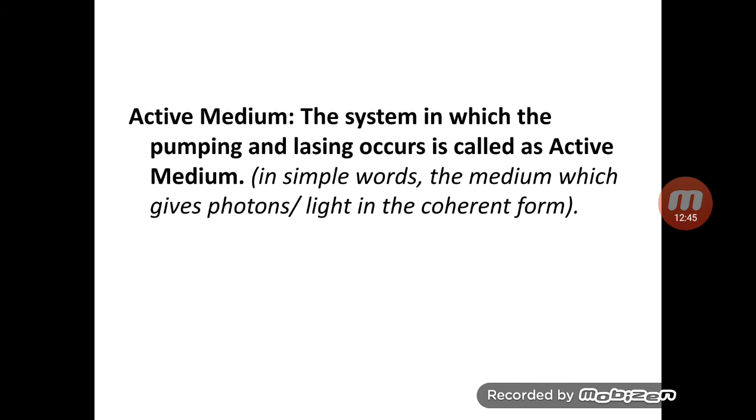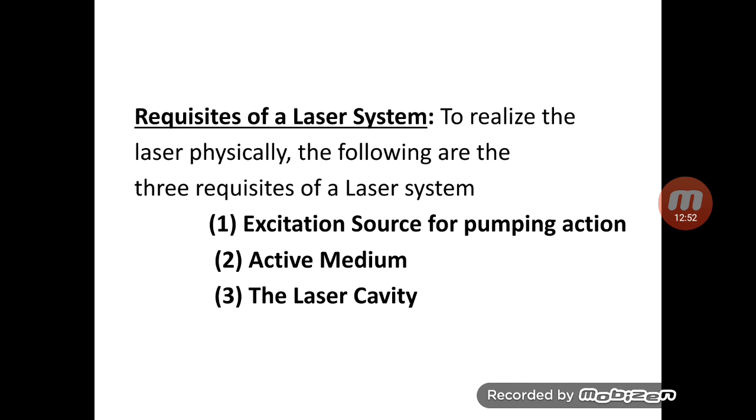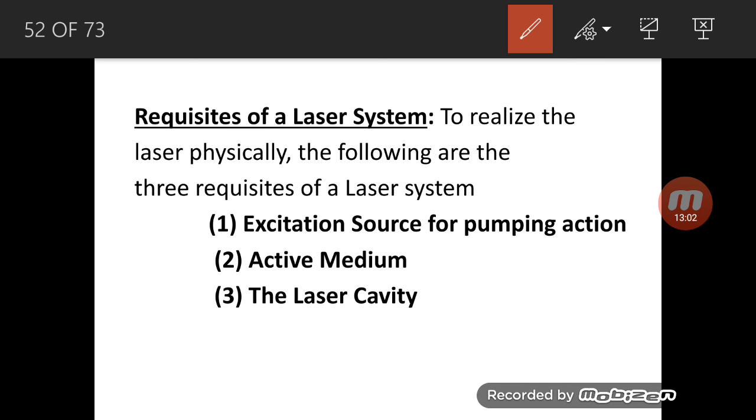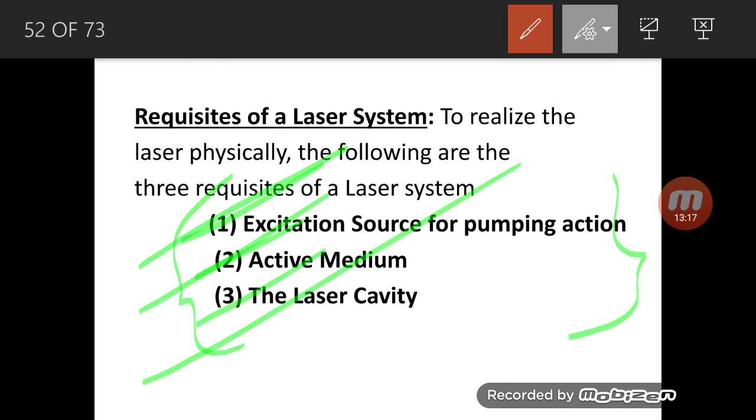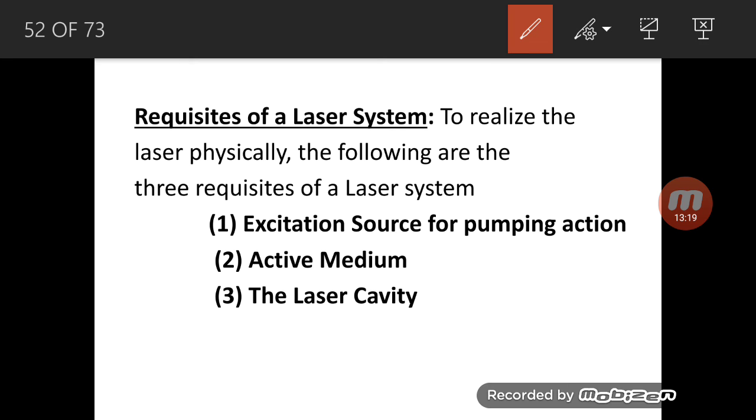Okay, so with these things in mind, let us have the requirements of a laser system. We require three things for a laser. First one is the excitation source, second one is the active medium, and third one is the laser cavity. Without these, you cannot have a laser. All the lasers have one or the other form of excitation source, active medium, and laser cavity. Without these we cannot achieve the laser itself.